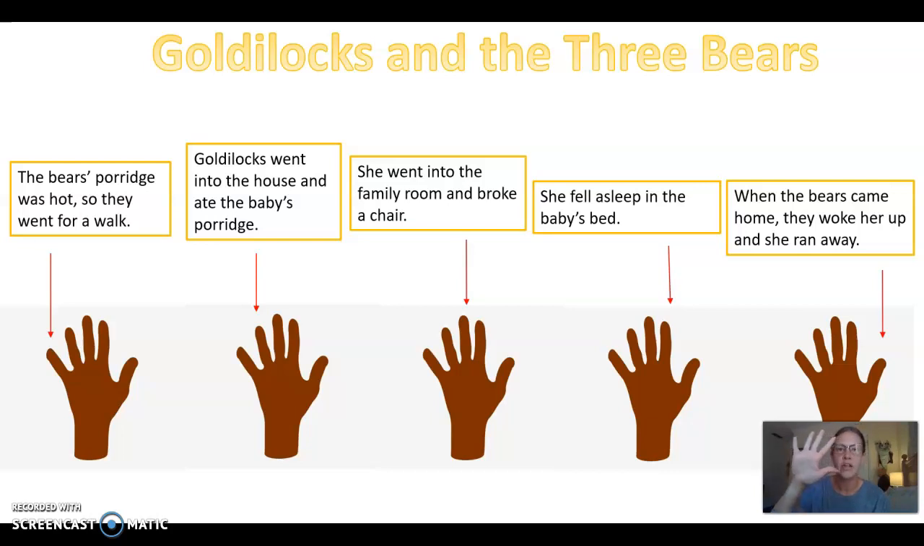I only have 5 fingers. I don't have 25 fingers. I cannot tell the whole story. The retelling is just the important parts or what you thought was important about the story.